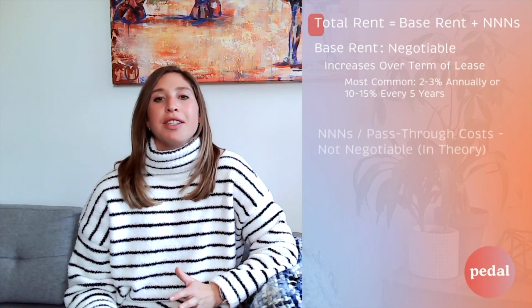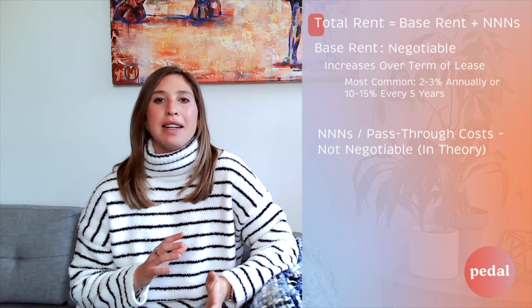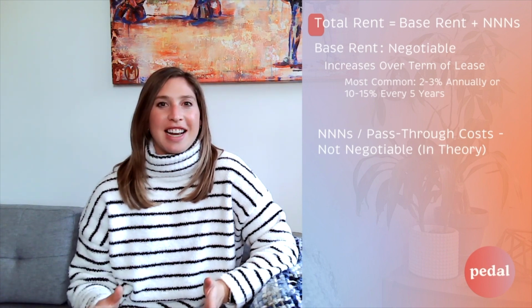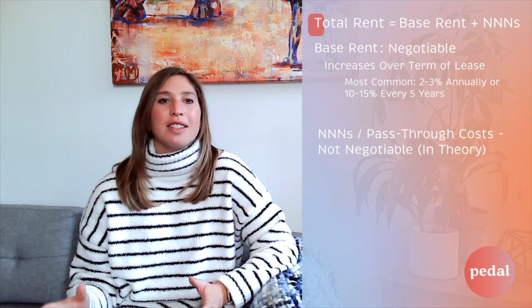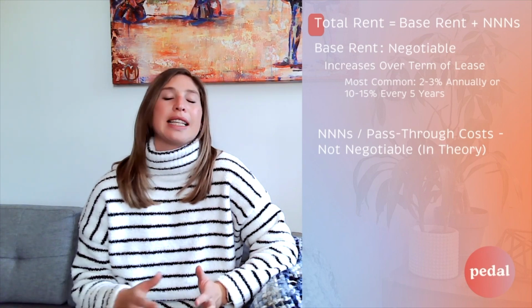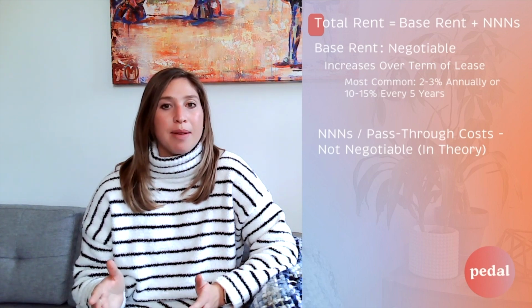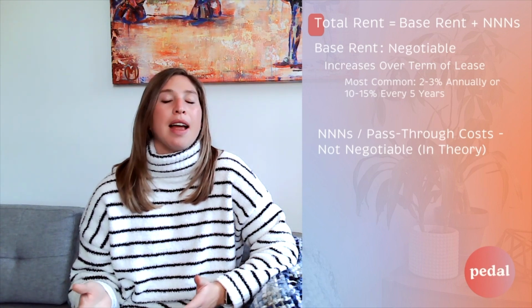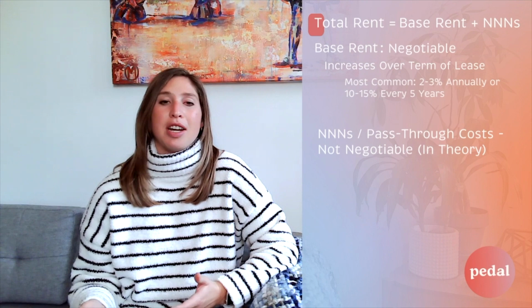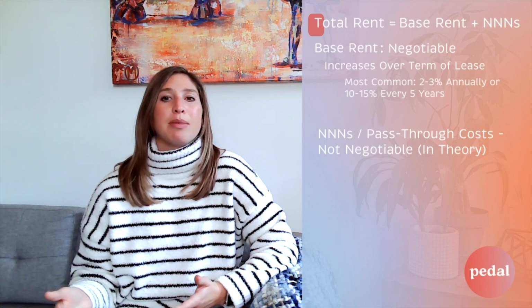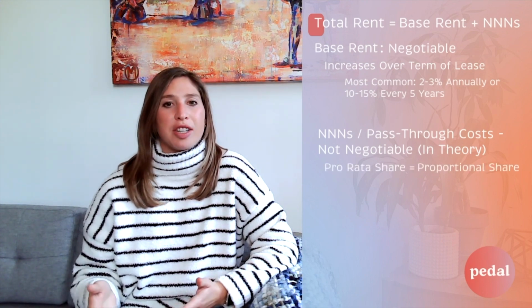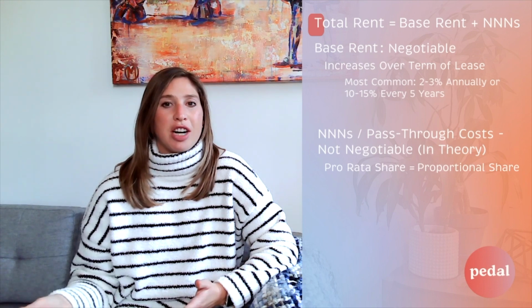Triple nets: pass-through costs, common area maintenance, insurance, and real estate taxes. All of these costs are part of your monthly rent, but since, at least in theory, they're passed straight through to you by the landlord with no markup, they're separated from the rent because they are not supposed to be negotiated. Usually you'll be responsible for your pro rata share of these charges. That just means your proportionate share.